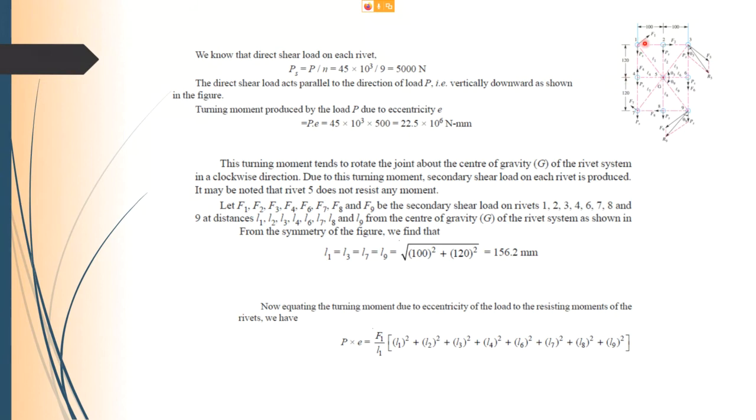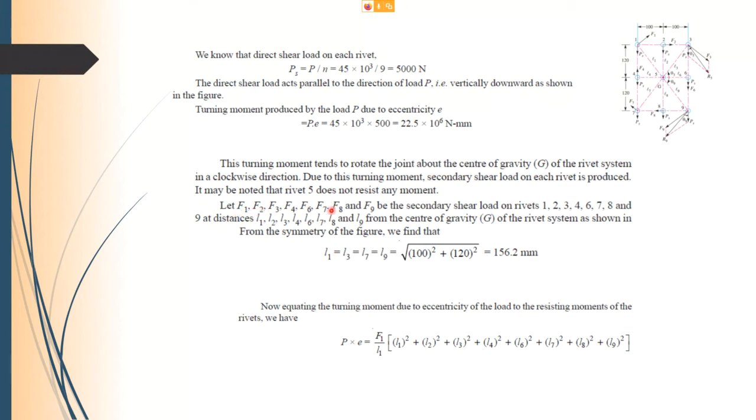So now remember, all these forces here, the secondary shear force denoted by F, have to be perpendicular, or 90 degrees, to the radial length. Have to be 90 degrees, okay? So due to this turning moment, secondary shear load on each rivet is produced. It may be noted that rivet 5 does not exert any moment, okay? Rivet 5 does not exert any moment.